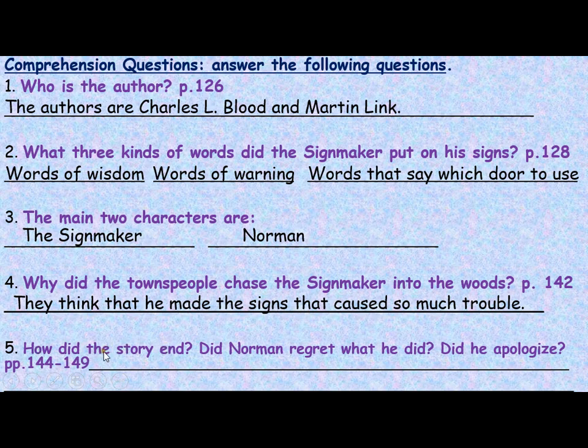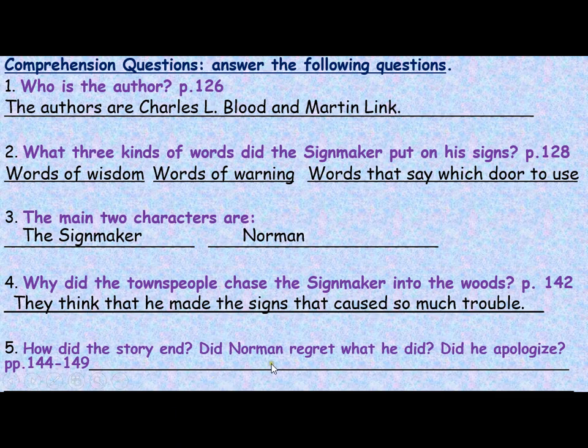Number 5. How did the story end? Did Norman regret what he did? Did he apologize? So, Norman tricked the people, made wrong and false signs, and he caused so much trouble. Do you remember when the firemen didn't know which road to take? That was a huge mess, and the garbage was thrown in front of the grocery shop. So that was a lot of trouble. People were tricked. People were angry. They wanted to know what's right and what's wrong. And what happened?